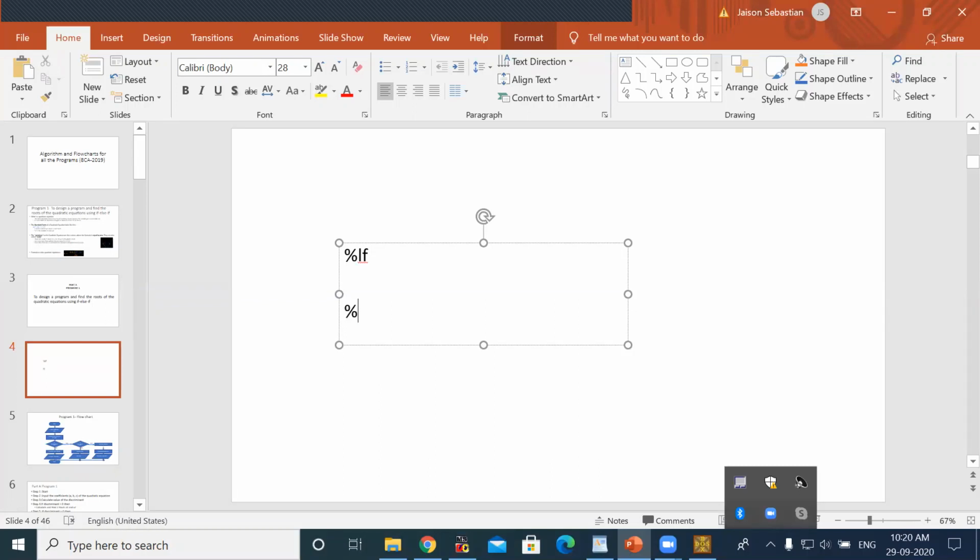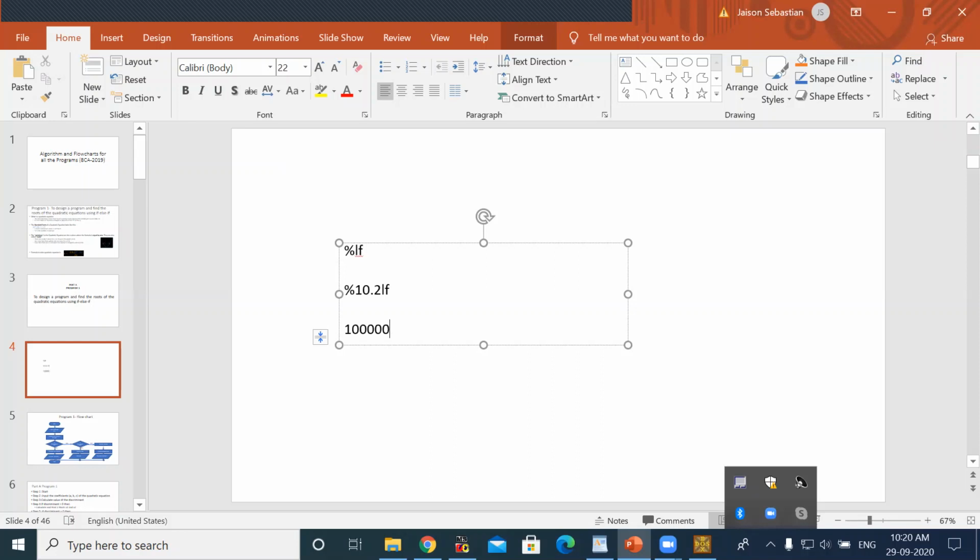Then suppose we need only altogether 10 digits. We need only 10 digits, out of that, 2 places for the decimal. Then you have to give 10.2. Is it clear? 10.2. Then you have to give lf. So out of 10, you will be giving. So suppose you are giving a number called 10,000.